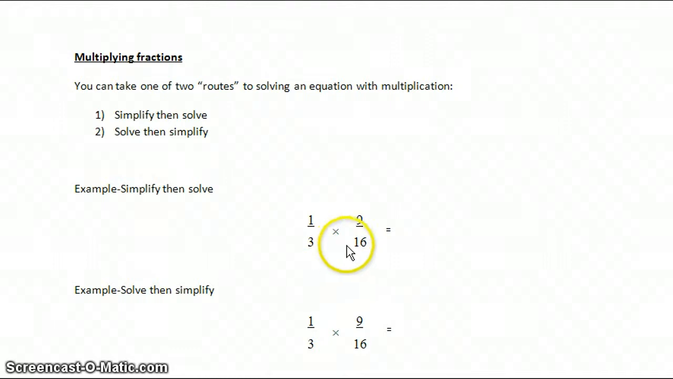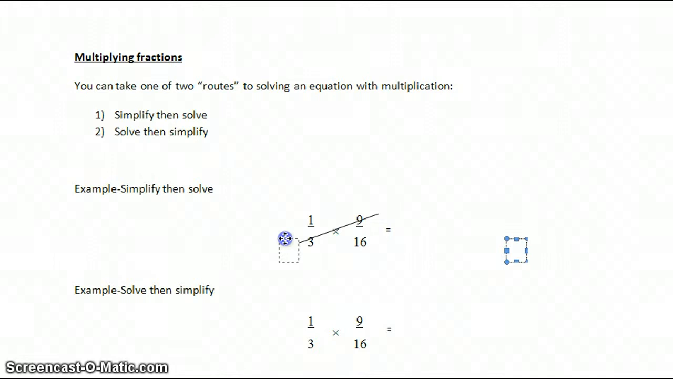If I have 1/3 times 9/16, I can look at the denominator of one fraction and the numerator of the other fraction and see if I can find a GCF. So what I'm going to do is look at 3 and 9. I'll draw a line through it and ask, what is my greatest common factor between 3 and 9? Well, that greatest common factor is 3. So I'm going to divide both the 3 and the 9 by 3.